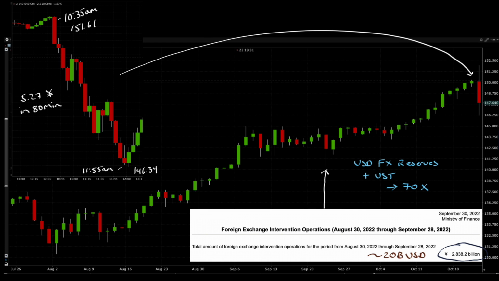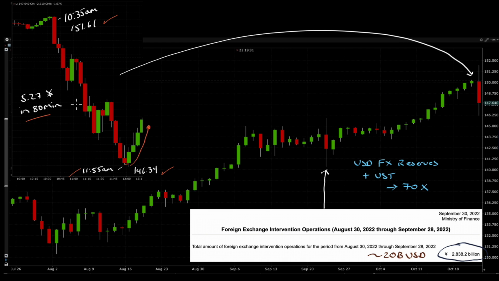Okay, gotta talk about currencies. The Ministry of Finance in Japan intervened in the currency market again on Friday. That is the second time that it intervened. Started at 10:35, the yen was at 151.61. They finished at 11:55 a.m. down at 146.34, and then of course it started to increase after that. It continued on during the day. What you see over here is just this line blown up for the morning. So 5.27 yen in 80 minutes.